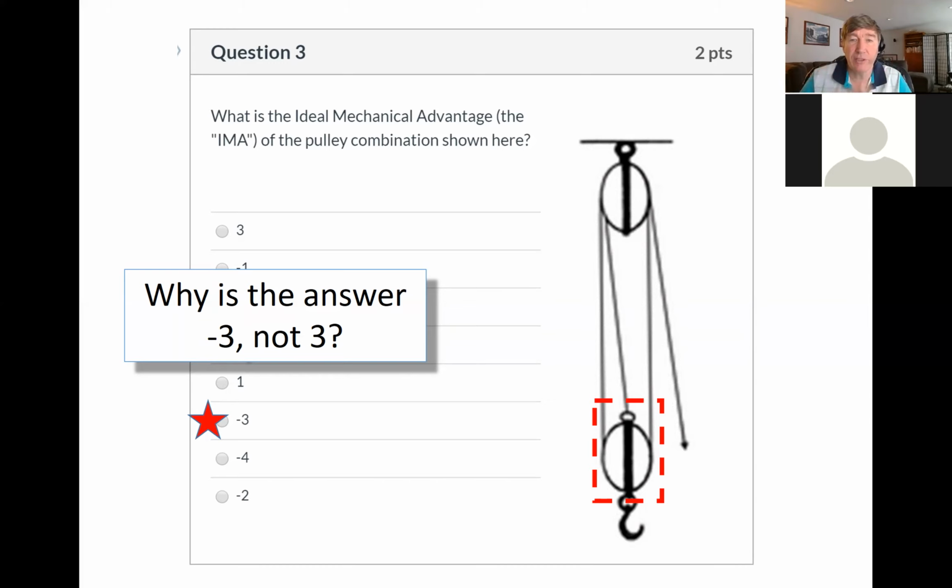Now, I do need to warn you that many, many times, when people calculate ideal mechanical advantages, they ignore the negative. So don't be surprised, and I might even do this later in today's presentation. I might look at a situation like this and tell you that the IMA is 3, even though technically it's -3. A lot of times people don't really care about the direction. They just care about the absolute value. So even though the answer really is -3, don't be surprised if people say that it's 3.